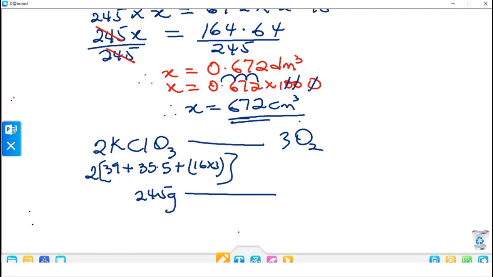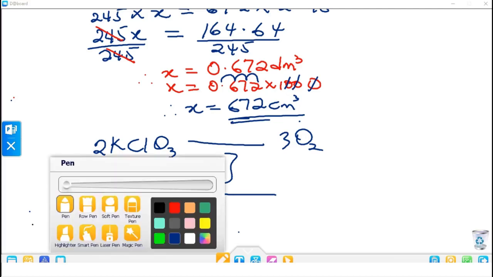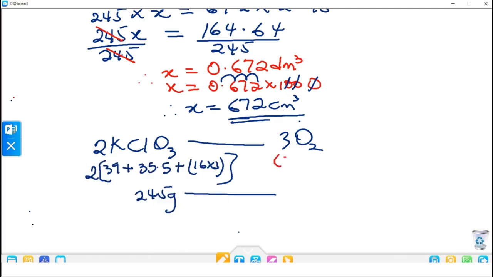As against, in the first example, we did volume of oxygen. That is to say, we did 3 moles of oxygen gas. But now we are not interested in 3 moles because the question is not requiring us to find volume. This time around, the question requires that we find the mass of oxygen gas that will be produced.